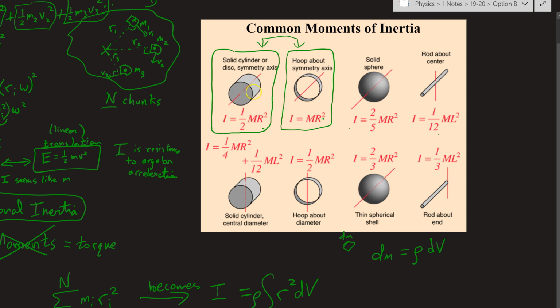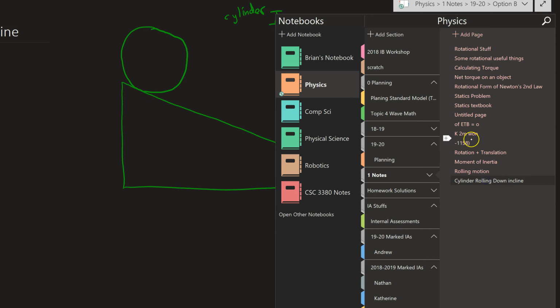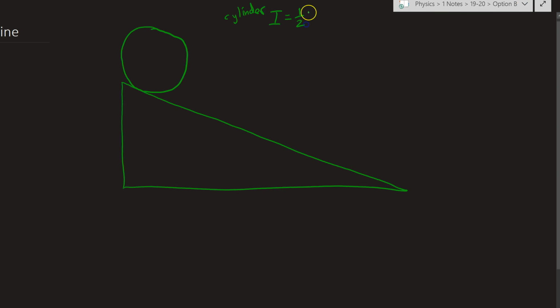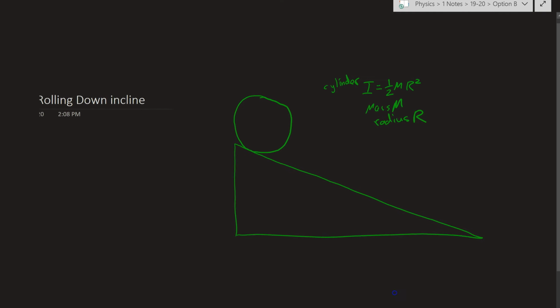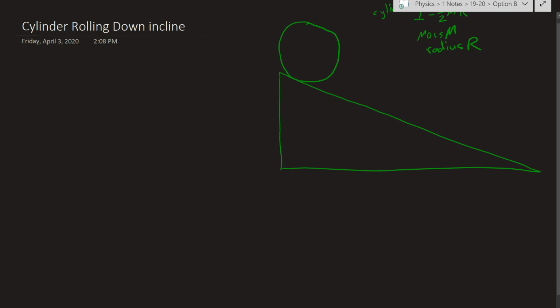So the moment of inertia for that object is 1/2 times its mass times its radius squared. So that's what we need: 1/2 times mass times radius squared. So let's say this object's mass is m and its radius is r. And we want to know, how does this object's acceleration compare, if it's going to roll down the incline, to if it were just a box that slid down the incline?